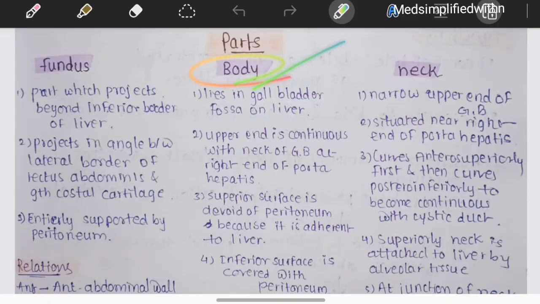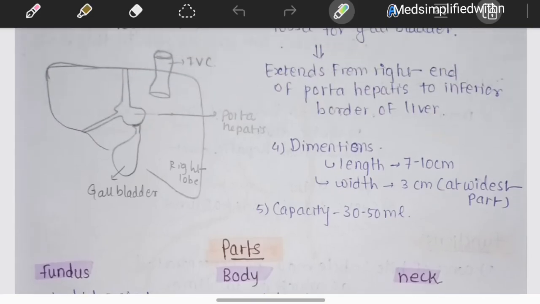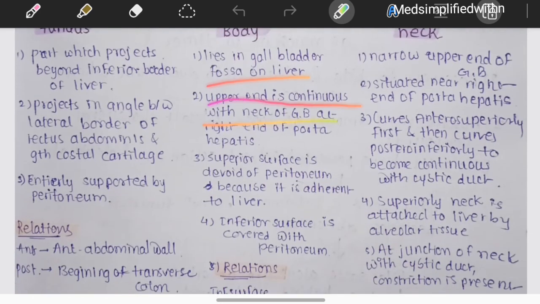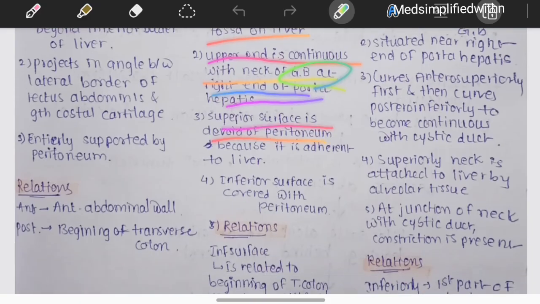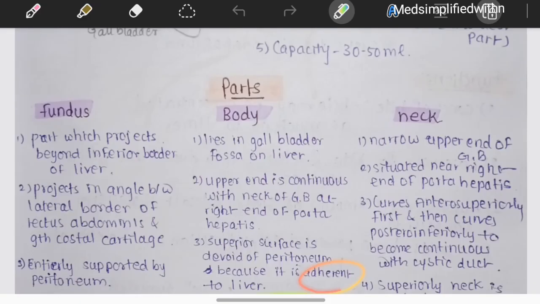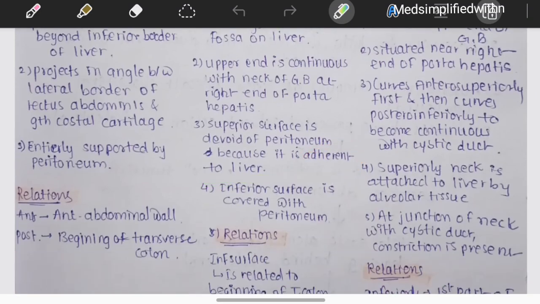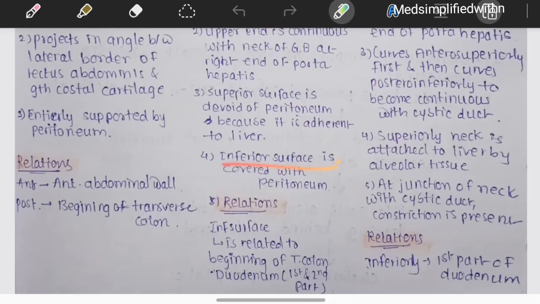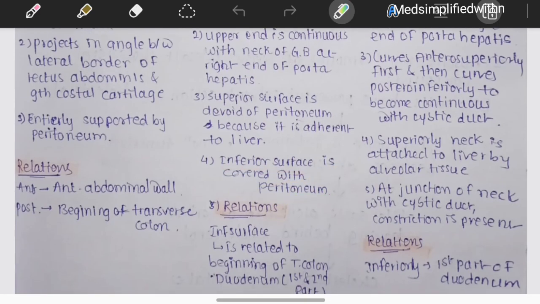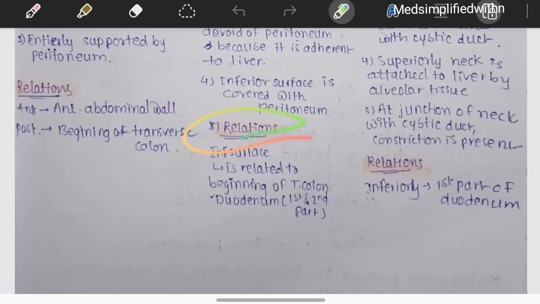The second one is the body. It lies in the gallbladder fossa of the liver. Here is the fossa and here is the body of the gallbladder. The upper end is continuous with the neck of the gallbladder at the right end of the porta hepatis, and the superior surface is devoid of peritoneum because it is adherent to the liver. Here it is adherent to the liver, so there is no peritoneum on this surface. The inferior surface is covered with peritoneum, like the fundus of the gallbladder. Then the relations: the inferior surface is related to the beginning of the transverse colon and the first and second parts of the duodenum.